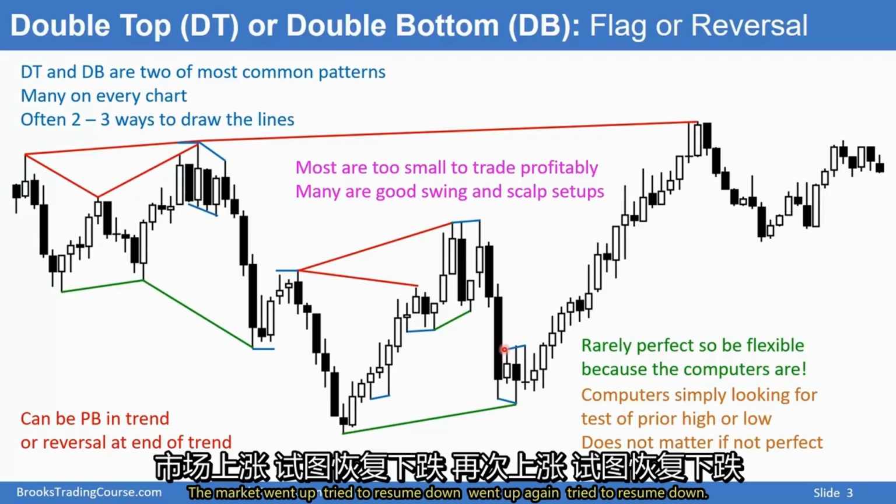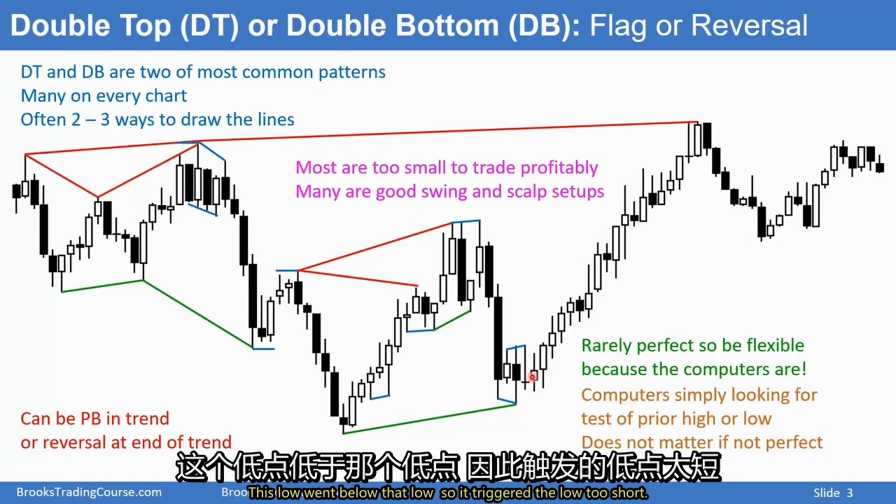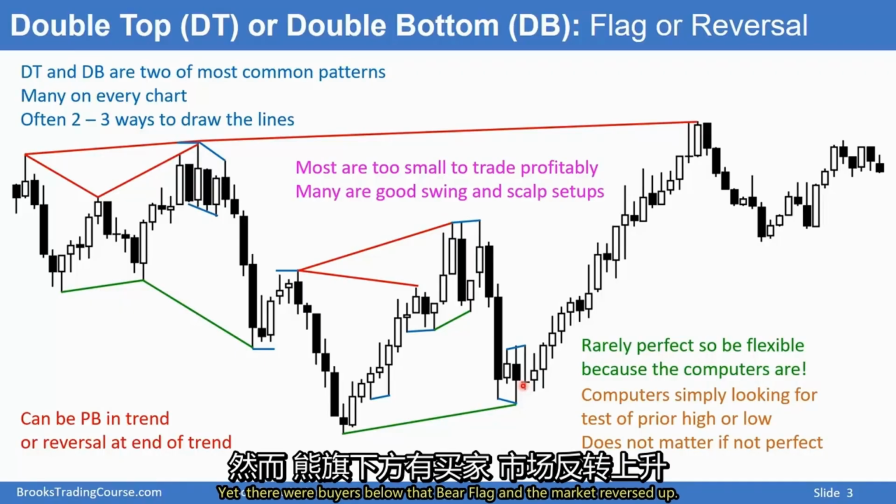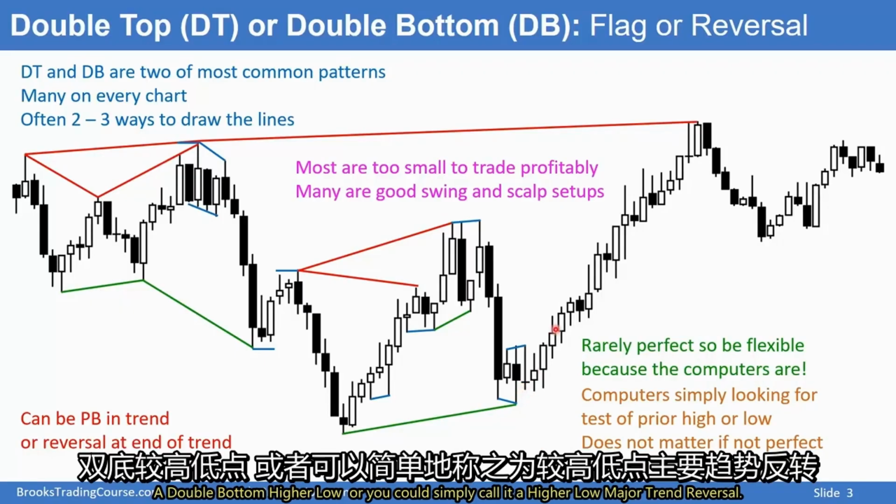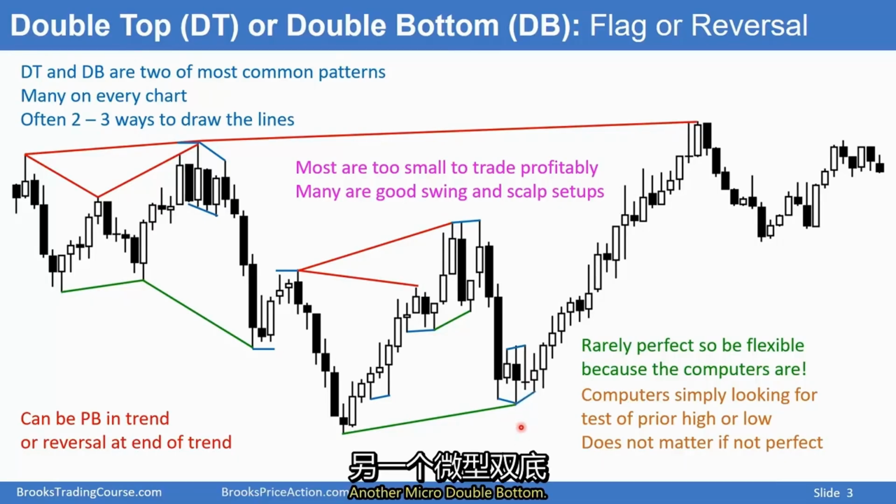We had a double top bear flag here. The market went up, tried to resume down, went up again, tried to resume down. This low went below that low, so it triggered the low too short. Yet there were buyers below that bear flag, and the market reversed up. A double bottom higher low, or you could simply call it a higher low major trend reversal.